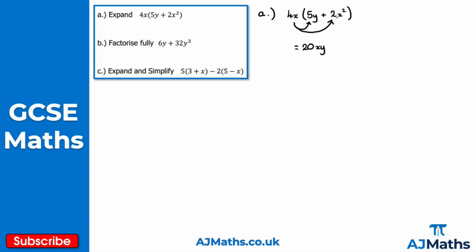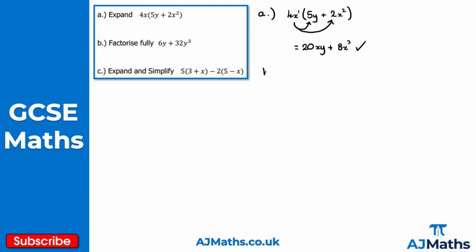Then we take our 4x again, and we times it by 2x squared. So 4x times 2x squared. So just be careful here with the rule of indices. So in this case then, 4 times 2 is 8. Now I've got x to the 1 here. We don't write the power, but that's to the power of 1 here. So x to the 1 times x squared, that would give me x cubed. So we get 8x cubed. And there we have it. So that's the solution to A.